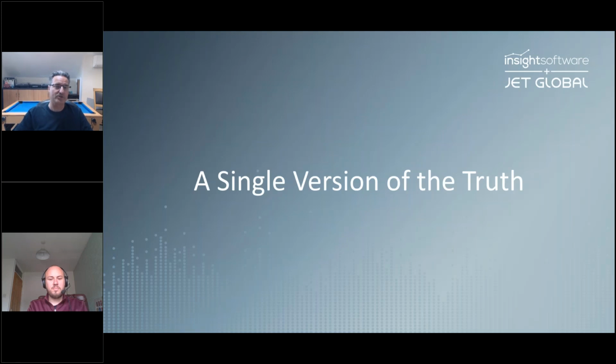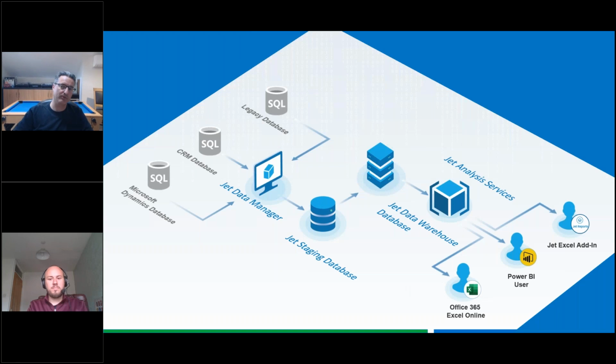So a single version of the truth. What do we basically mean by that? So the process that we go through, the Jet Data Manager is our main software tool that is responsible for pulling the data from our source systems that are shown in the top left corner here. So it could be that this is your Dynamics ERP database. You might have a CRM system. It could be that you've got a legacy database with historical transactions in, or you might want to pull in transactions from a cloud-based data source like Google Analytics, for example.